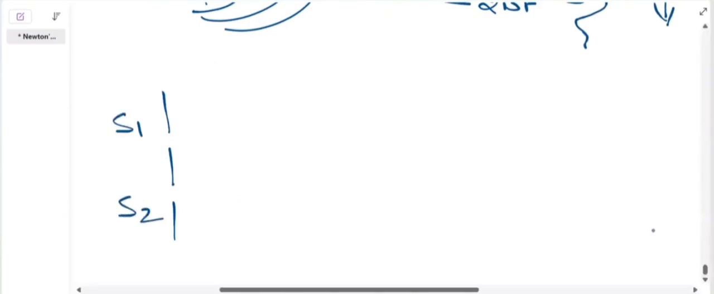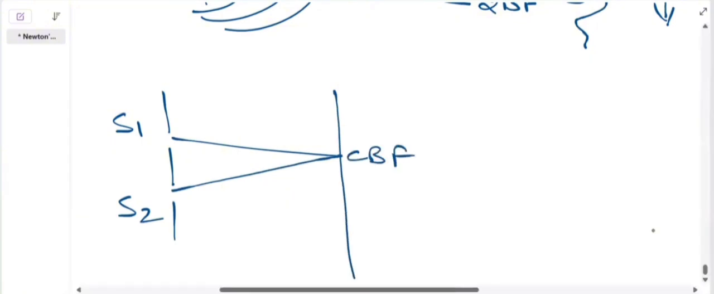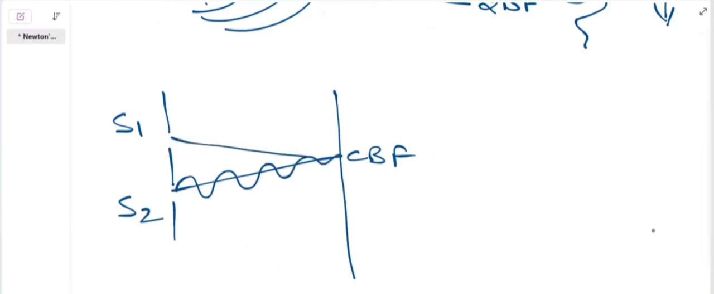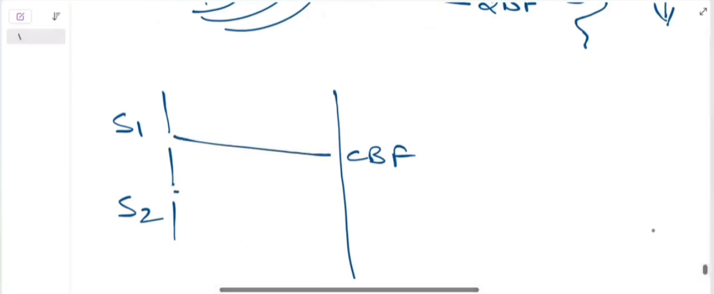And path difference, let me explain this also. Suppose here I have two slits, S1 and S2. Where they meet on the screen is called the central bright fringe, and this is the path they are traveling. This is the path they are traveling. Whenever I draw the wave, I don't understand why it gets rubbed out. I think they are also interfering. Basically, at the meeting point you will get the central bright fringe.